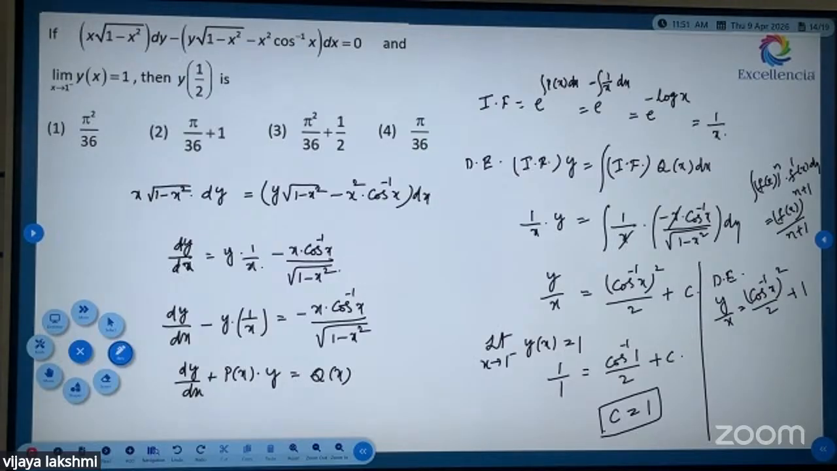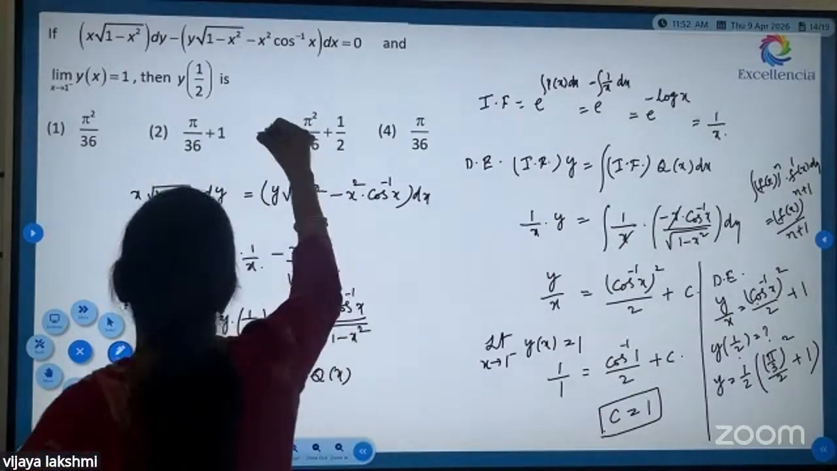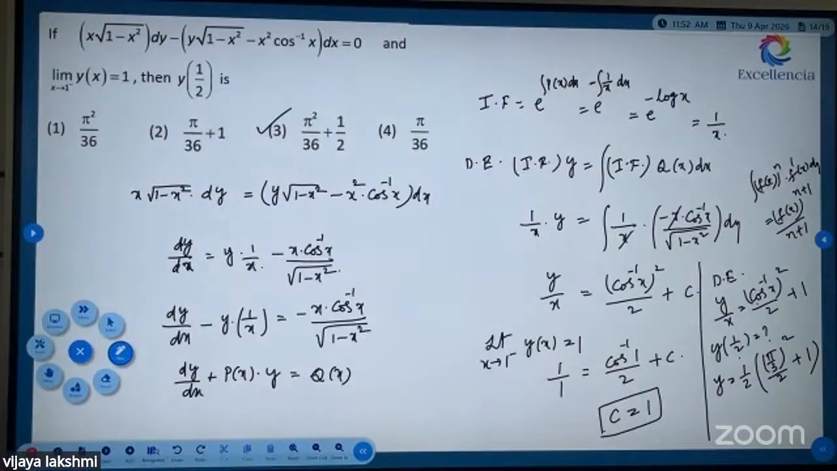Then they are asking us to find y of 1 by 2. That means the x value is 1 by 2. So we can calculate y equal to x times, substituting this side, 1 by 2 into cos inverse of 1 by 2, which is pi by 3, whole squared by 2 plus 1. Now if we simplify it, we get the answer. The third option is the answer.